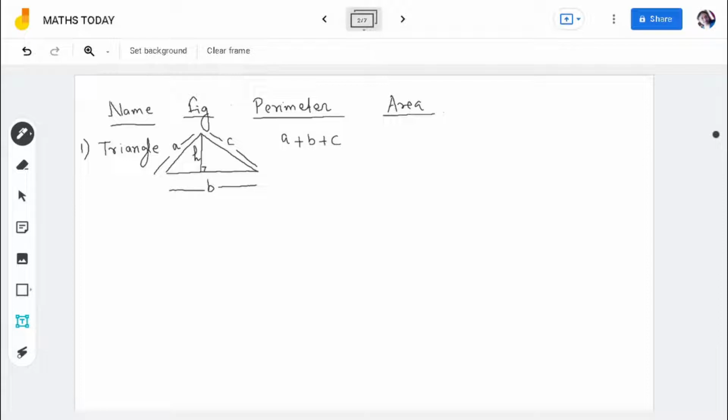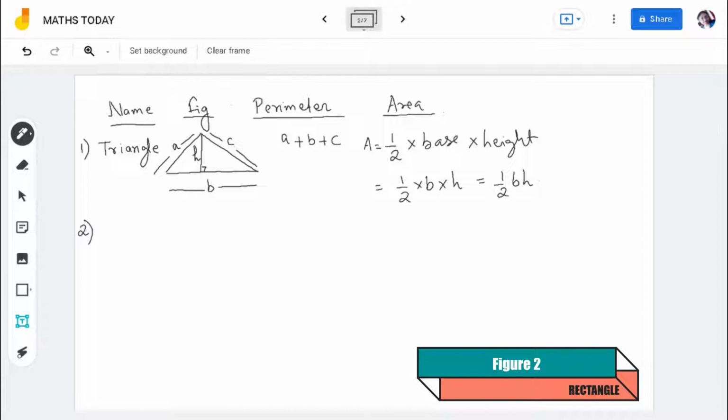Now how to find the area? Area can be found as half into base into height. Here we have chosen our base as B and height as h. So area is equal to half into base B into height h, that is, area equals half bh. This is the formula for finding the area. Now let's see one more figure, number 2.